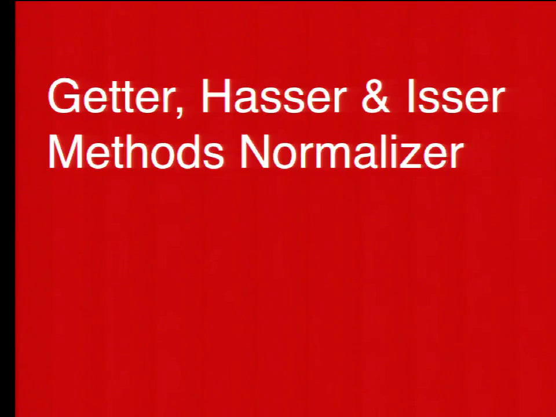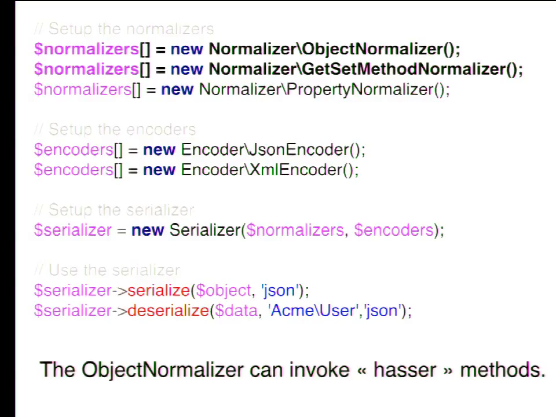So, getter, hasser, isser method normalizers. I'm not sure if you're all familiar with this term, but if you have a get something, set something, has something, or is something method, these are called getter, hasser, isser, and so on. You can leverage these if you use either the object normalizer or the get/set method normalizer.